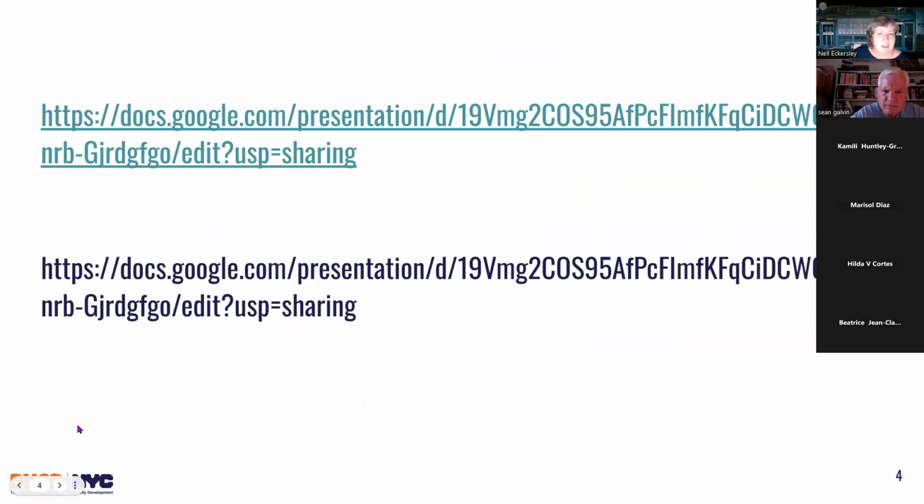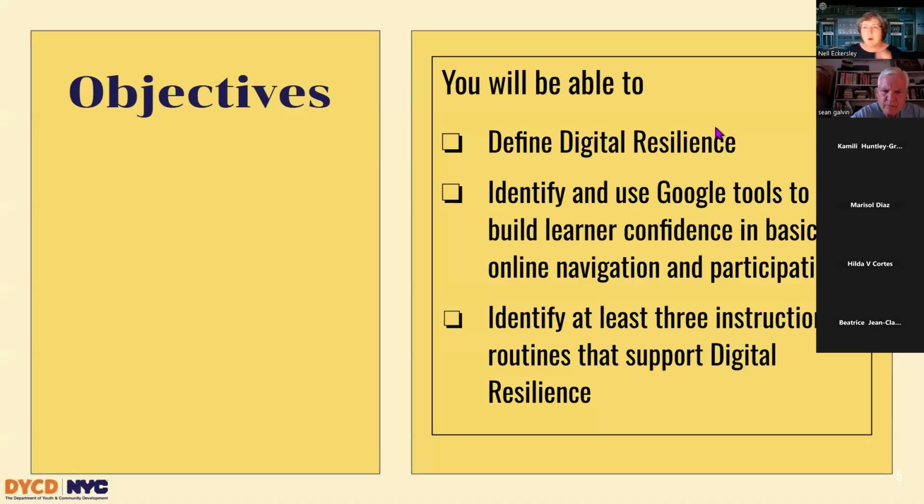And this is the thing we just did where we were comparing those two links, and they are actually the same. Okay, so the objectives today are that you'll be able to define digital resilience. You'll be able to identify some tools that can help build digital resilience or ways to use Google tools to build digital resilience. And then we're going to talk a little bit about instructional routines that you're going to be able to name, or at least be able to go back to a place to find instructional routines.